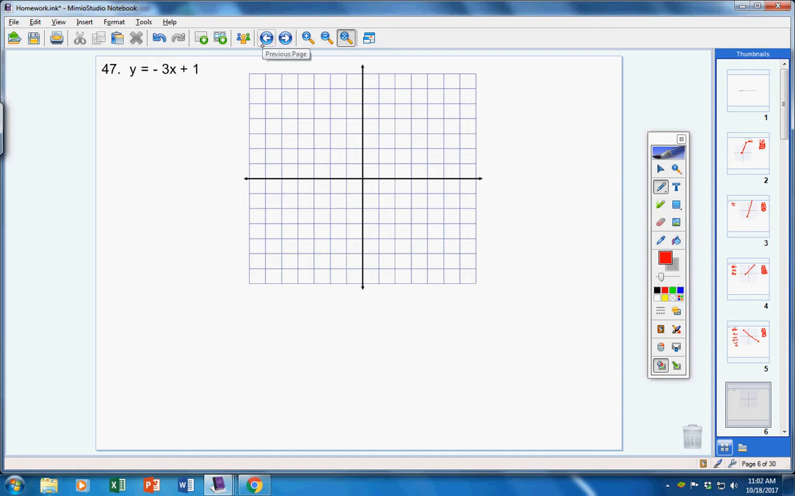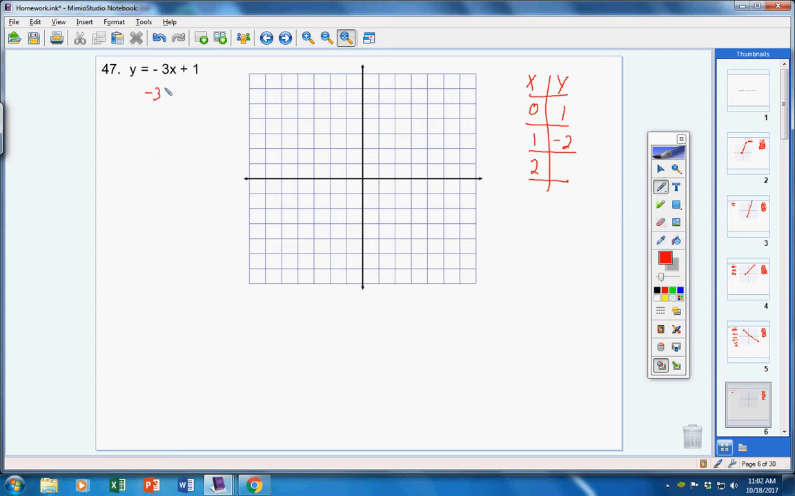Alright, number 47. We're going to substitute 0 in for x. So negative 3 times 0 plus 1. 3 times 0 is 0, plus 1 is 1. So my answer is 1. Next, I'm going to put 1 in for x. Negative 3 times 1, negative 3, positive 1, negative 2. So when x is 1, y is negative 2.